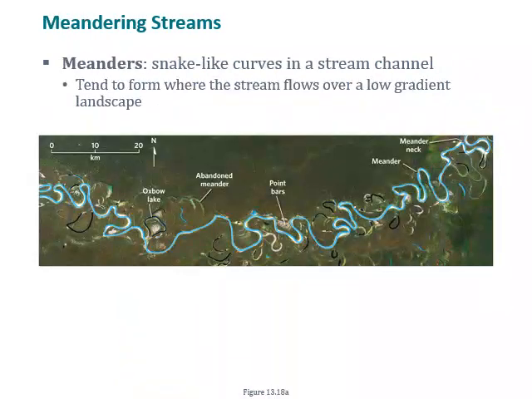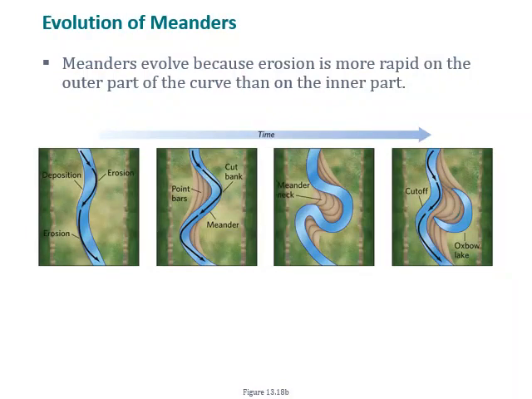Meandering streams have snake-like curves in their stream channels, and these tend to form where the stream flows over low-gradient landscapes. Features of meandering streams include oxbow lakes, abandoned meanders, point bars, and meander necks. Meanders evolve because erosion is more rapid on the outer part of the curve of the stream than on the inner part. This outer part of the curve is called a cut bank, whereas the inner part of the curve is called a point bar. Point bars are where there is deposition, and cut banks are where there is erosion.